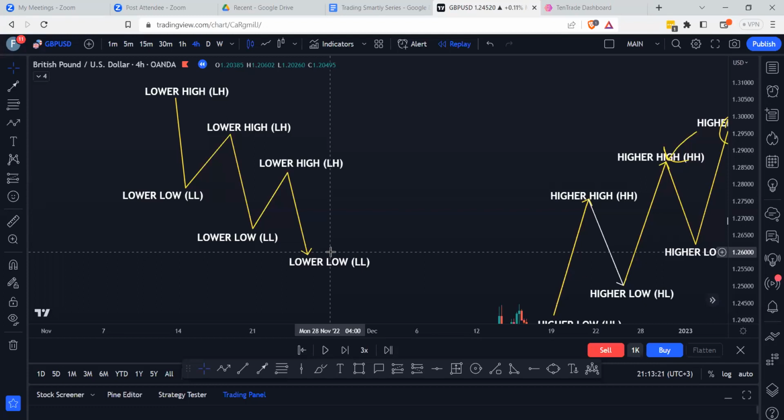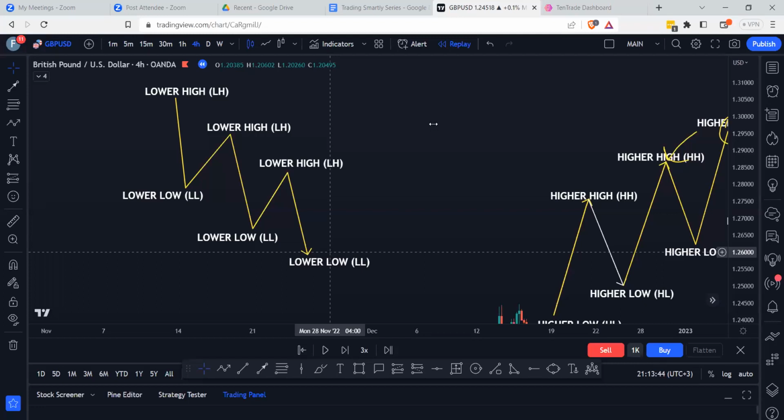Which now begs the question, if we are able to identify a trend, uptrend or downtrend, at what point in the market are we going to be buying in an uptrend? At what point in the market are we going to be selling in a downtrend?